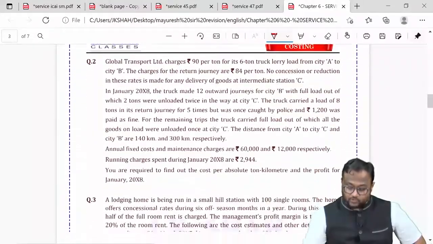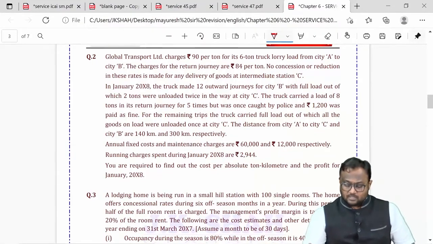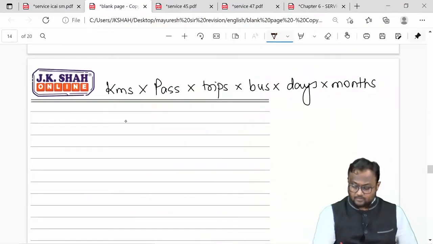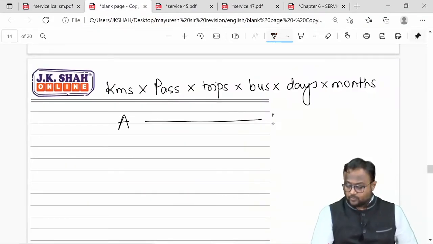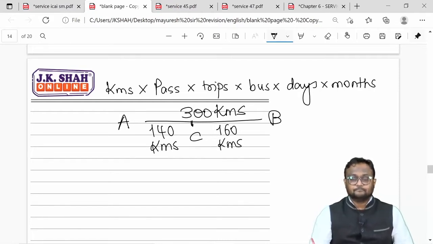Now we had a second question which was also important. Basically it was about A to B, which was 300 kilometers. I'm explaining you the question. There was an intermediate station C which was 140 kilometers away from A. That means this distance has to be 160 kilometers, balancing figure.